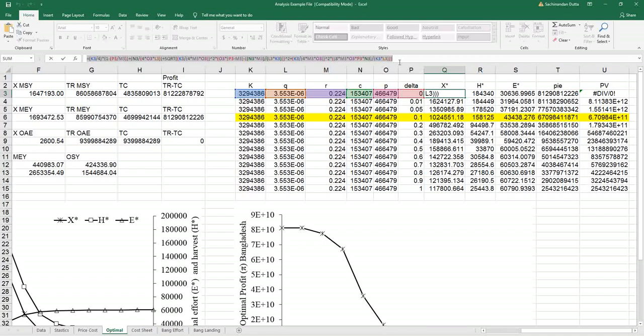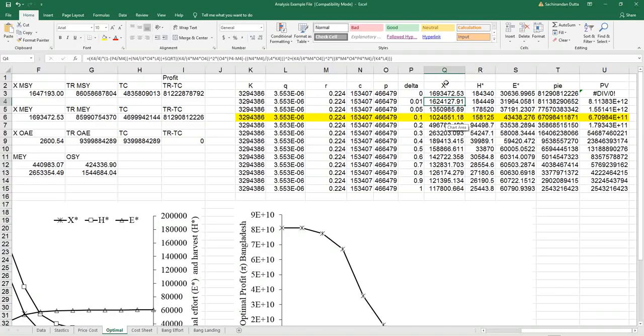Then you have calculated X star. Then go on to calculate the H star. The equation for H star requires your R, then your X star, then your K, the carrying capacity, also. Then you can calculate E star. That requires H star, and Q, your catchability coefficient, and X star, your optimal biomass.